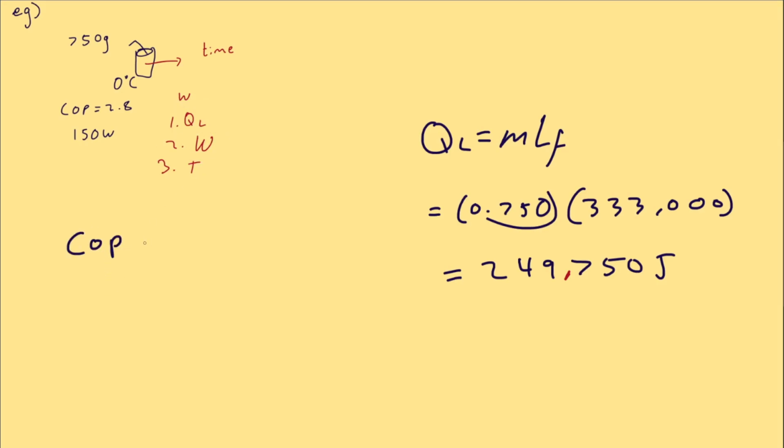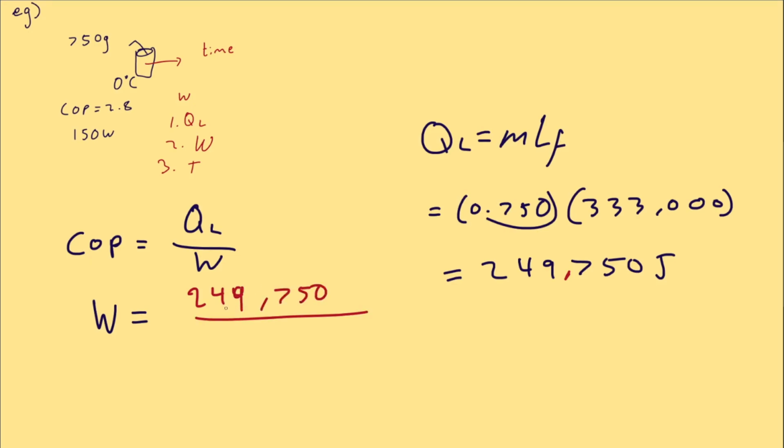Next, we have to find the amount of work done by the fridge. We'll use the coefficient of performance because that formula has work in it, so we can simply rearrange for it. Let's use our excellent math skills and rearrange for work, and you get QL, which we'll substitute in now, 249,750, divided by the coefficient of performance, since we rearranged it. The coefficient of performance will also sub in, which is 2.8. And the work done is roughly 89,200 joules.